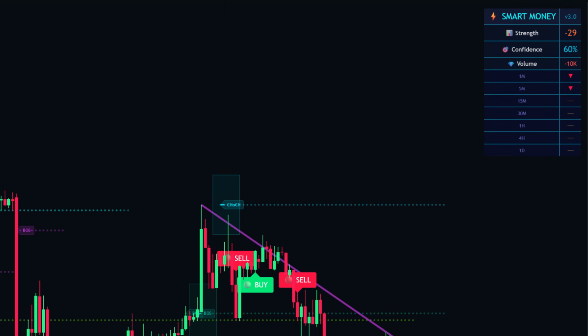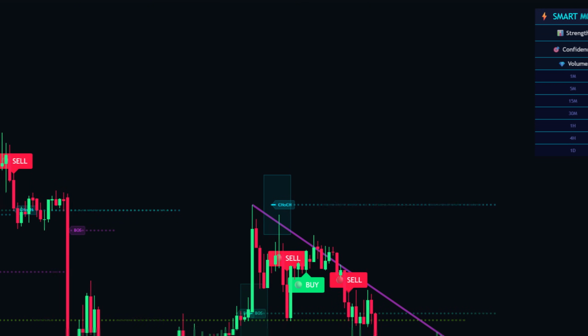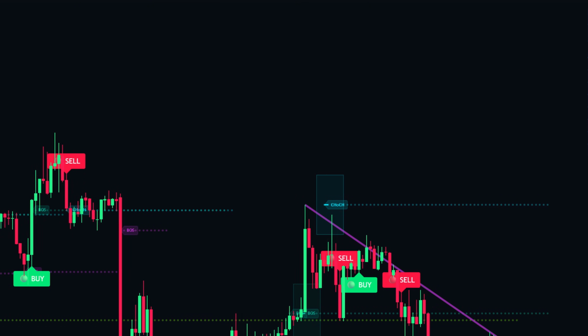Finally, the Smart Money dashboard on the right displays trend strength, confidence level, volume participation, and multi-time frame alignment, which controls whether buy or sell signals are allowed. Together, these elements create a structured, rule-based trading system.